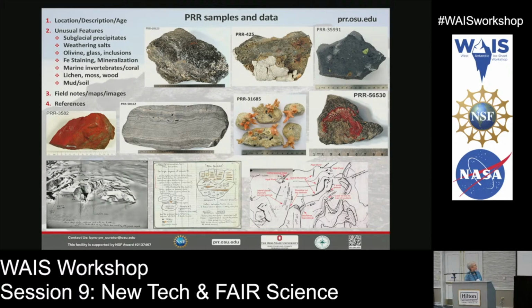Things like weathering salts, they're clearly indicating water at some point, and people are starting to work on those as well. Olivine, obviously, and all the volcanics in many places, unique iron staining that people might start to do some studies on. We have marine invertebrates, coral, probably about 1,000 samples spread around the Southern Ocean and in the Ross Sea and Weddell Sea. Now, they're not necessarily fabulous or very big, but they're there on the dredge samples.